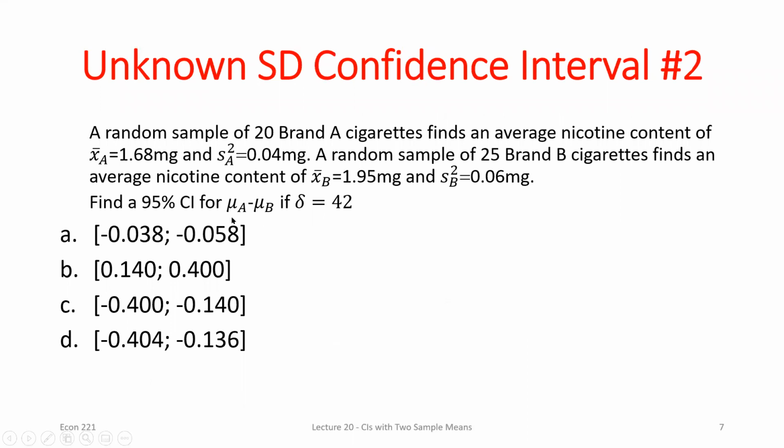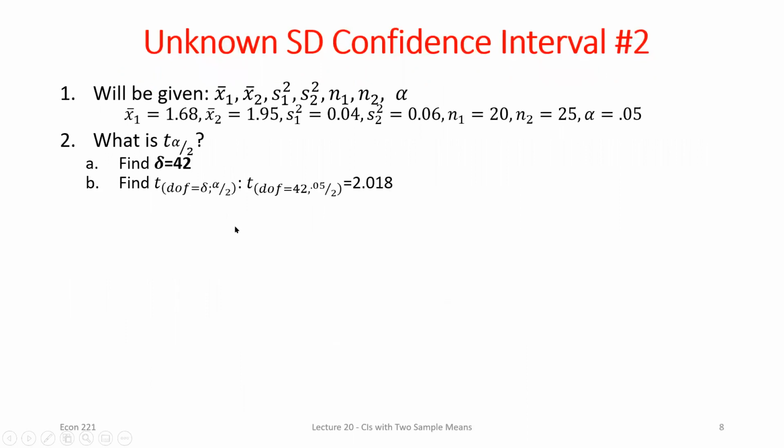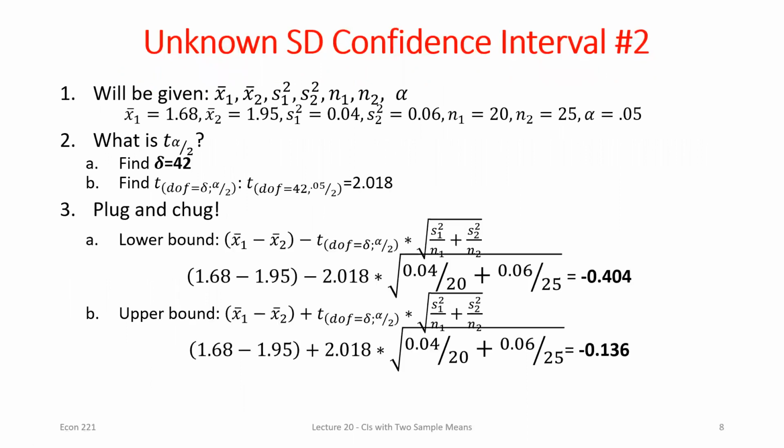Yep. So with 95% confidence, if the only values that difference could be are negative values, I could say that brand B has higher nicotine levels. All right, so I can start to make some statements about comparing groups' means basically.